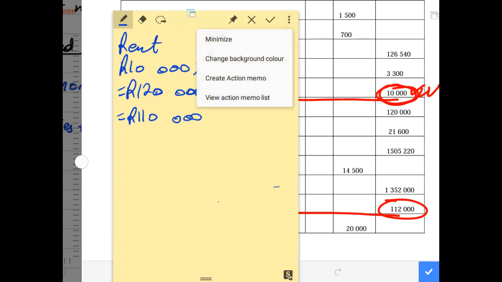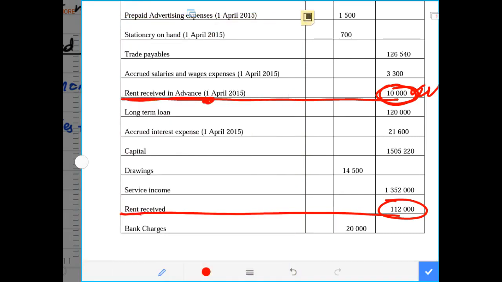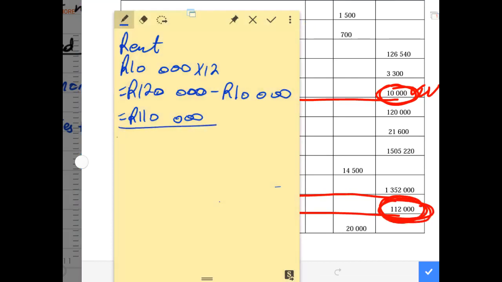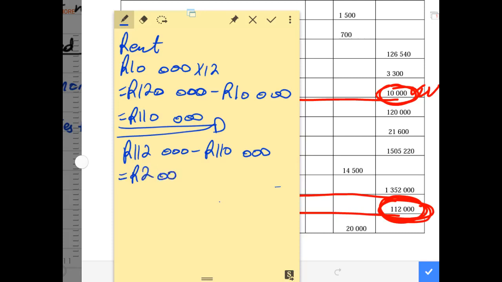But how much of rent did we receive? We have already received the rent. Here's rent received, 112,000 rands. So now we received 112,000 rands instead of 110,000 rands of rent for the current year. So now it means if we say 112,000 rands less 110,000 rands, that will give us the amount of rent that is to be recorded as income received in advance.